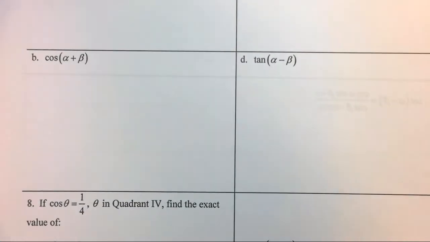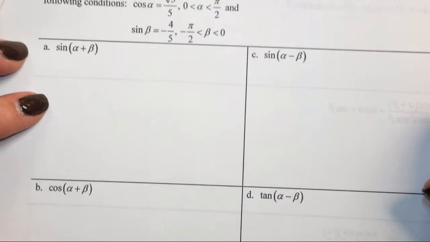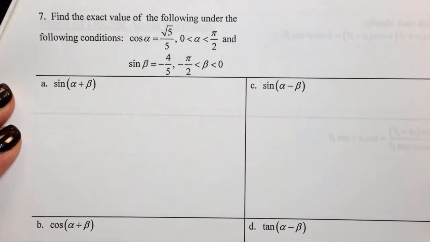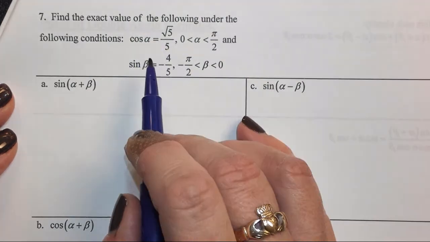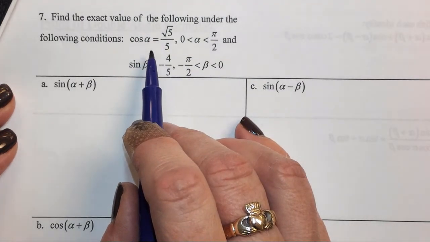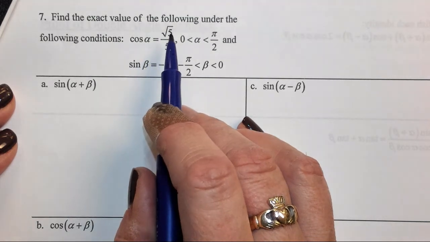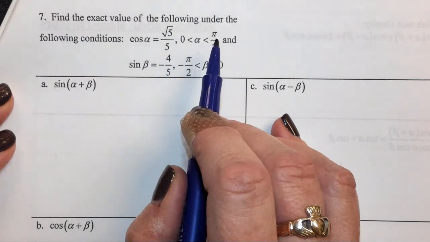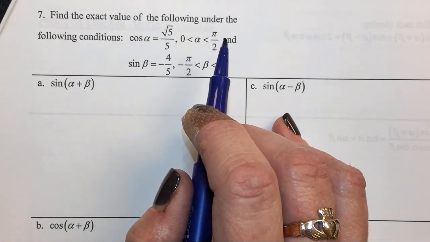All right, so now let's take a look at how we're going to handle problems that are not on the unit circle. You have to be able to handle these problems on the unit circle and not on the unit circle. So we want to find the exact value on the following conditions. Cosine alpha is square root of 5 over 5, and alpha is located between 0 and pi over 2. So I have no idea what alpha and beta represent.